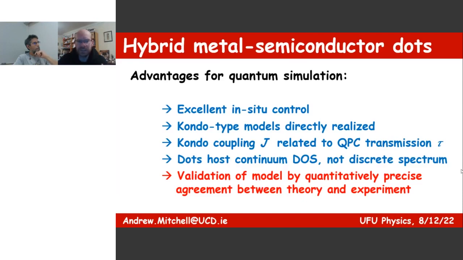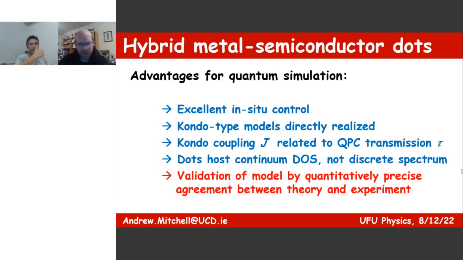These hybrid metal semiconductor dots have a continuum density of states, which means that as long as you make these dots roughly the same size, they're nominally identical. It means that you can make lots of these dots and couple them together and they'll all behave exactly identically. I'll show you precisely that that's working in the next section. But just to say here, this gives us a route, if you like, to scaling up these systems to potentially simulating lattices.